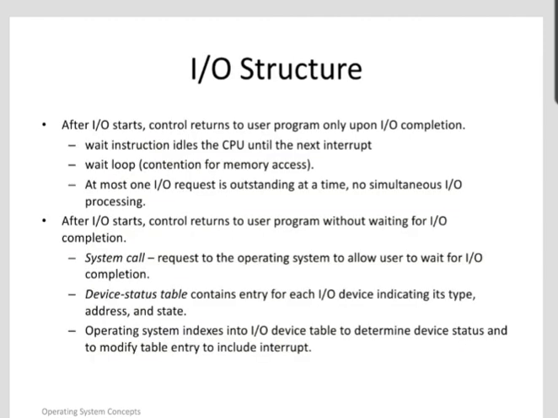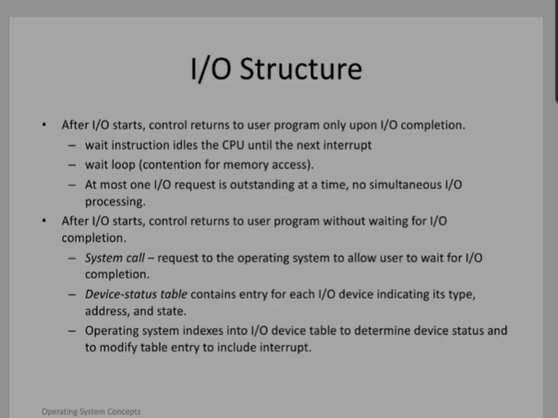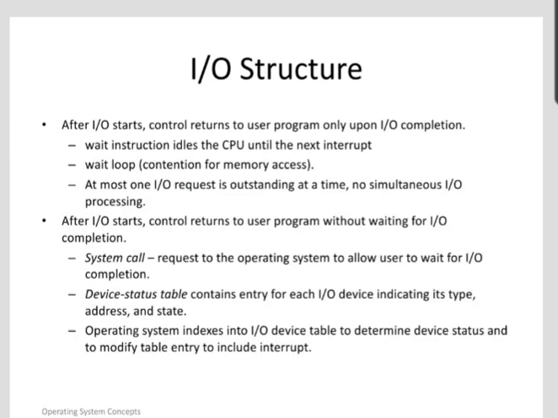Next is the input output structure. After input output starts, the control returns to the user program only upon input output completion. The wait instruction idles the CPU until the next interrupt, or a wait loop is used, and at most one input output request is outstanding at a time. No simultaneous input output processing.